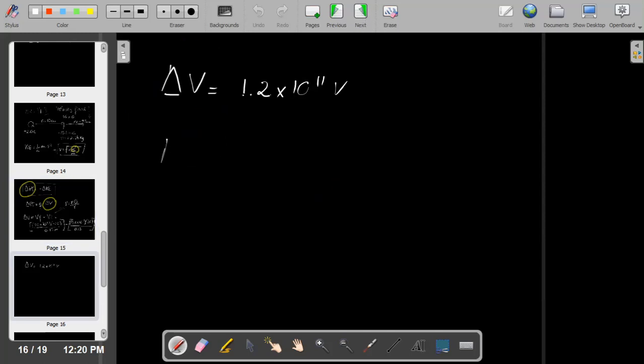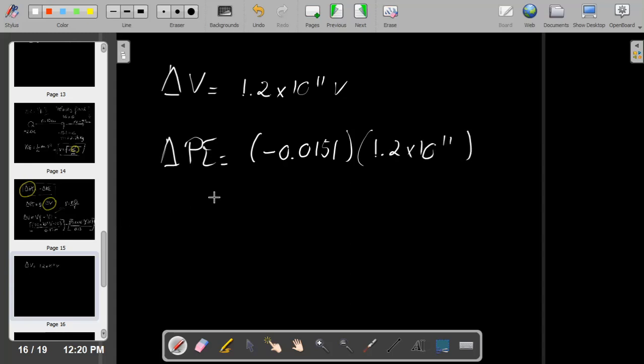So now I need to go ahead and find that potential energy. The potential energy is my movable charge in coulombs, so minus 0.0151 coulombs, multiplying the value of my electrical potential difference that I just found, 1.2 times 10 to the 11. Put everything in your calculator and you should be getting a value of negative 1.8 times 10 to the 9 joules.